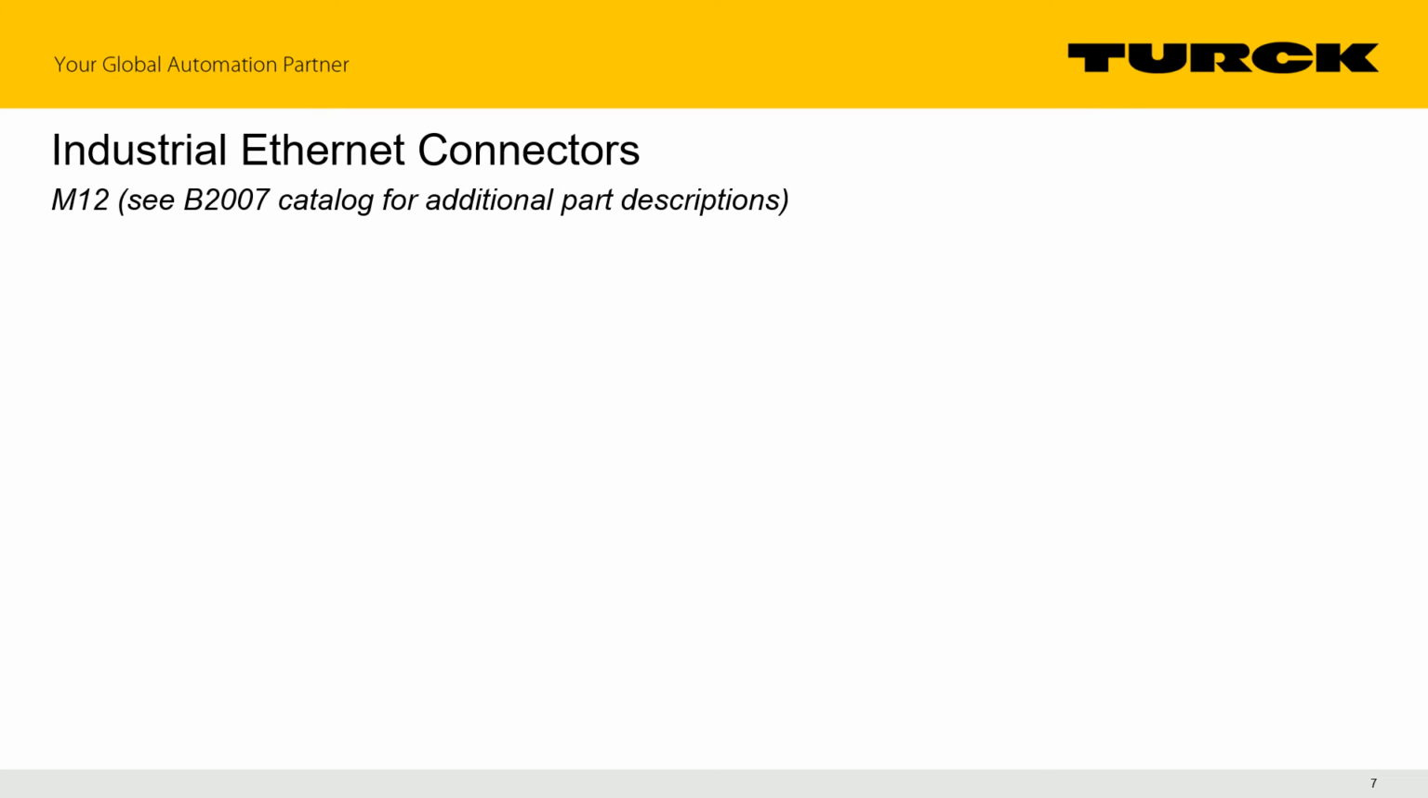Now that we understand industrial Ethernet cables, let's look at the connectors. For a full explanation of part descriptions, along with dimensional images, please refer to Turck's Connectivity Catalog B2007. Turck currently offers several different circular connector options for industrial Ethernet. These all work with solid or stranded cables.